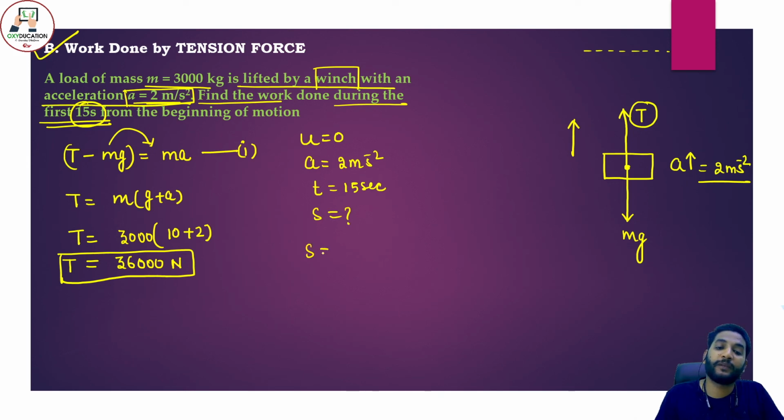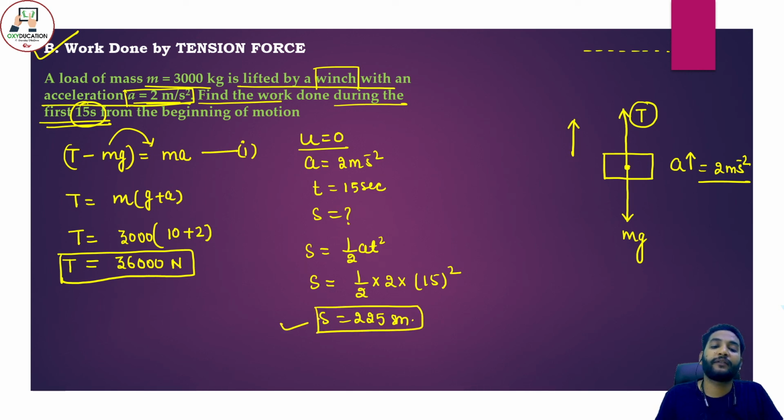You have to calculate the displacement. What must be the value of displacement? Sir, it is half at square. Why? ut will be 0, right, so we will apply the formula ut plus half at square. So the value of S is half, a has a value of 2, t has a value of 15, squared. So you can say it is 225 meter. Okay. So we have the displacement, we have the tension, and the direction of tension and displacement are both the same. Hence we can say the work done is tension force into the displacement.